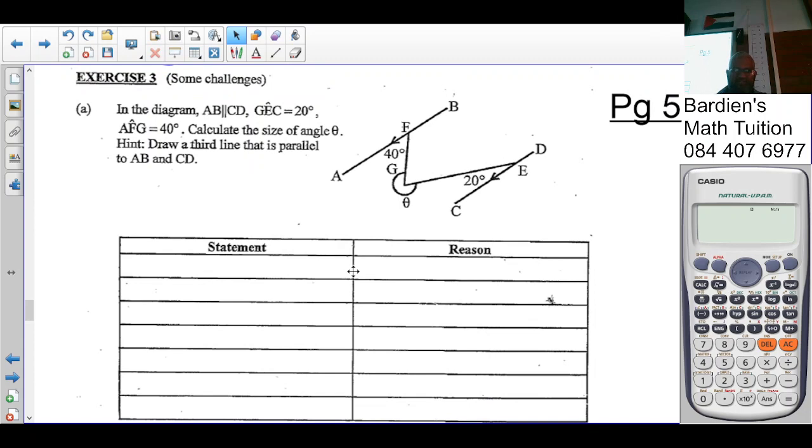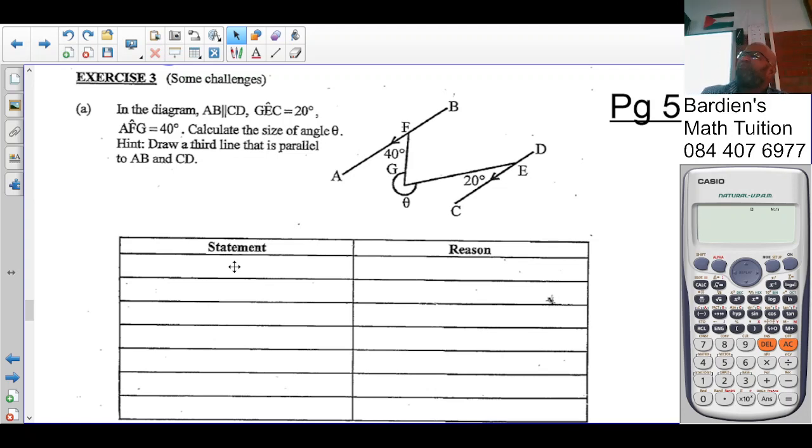We're in exercise 3 now, some challenges. Here we are told that in the diagram, AB is parallel to CD. Then we are told that angle GEC, which is this angle here, is 20 degrees. Then AFG is 40 degrees. Calculate the size of theta, which is this angle here. Draw the third line that is parallel to AB and CD.